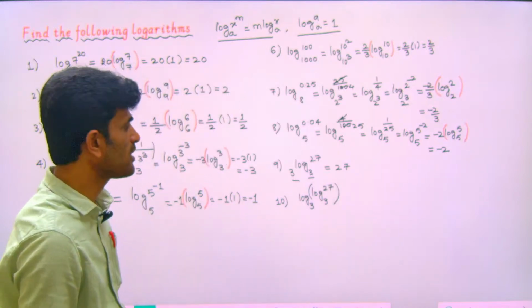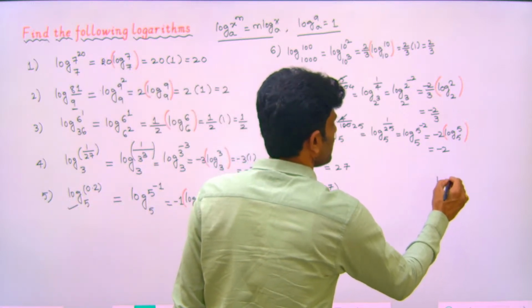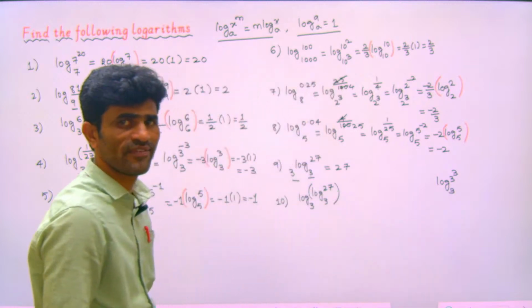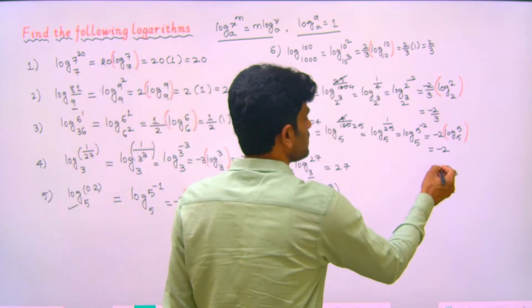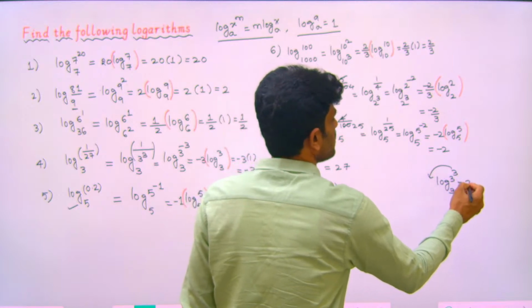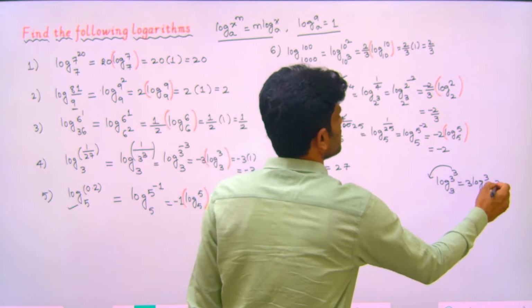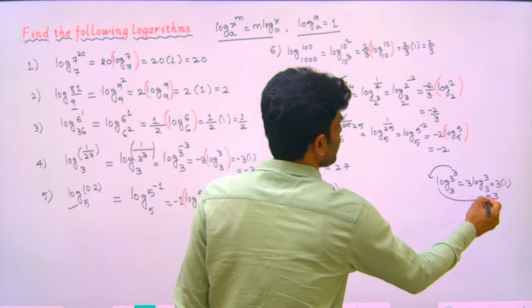First we have to simplify log 27 to the base 3. What is log 27 to the base 3? It is log 3 power 3 to the base 3, because 27 is 3 to the power of 3. Now we can write it as, this 3 will be multiplied here, 3 log 3 to the base 3. That is 3 into 1. Answer is 3. So this total result we got is 3.